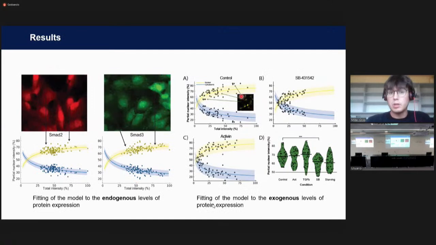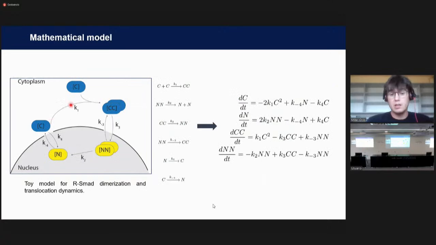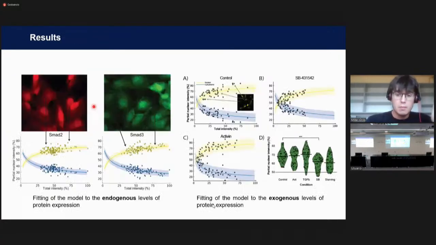For the fusion proteins, we are also able to fit the model, confirming that the fusion proteins have the same translocation dynamics as the endogenous ones without the need of doing any biochemistry assay. And in addition, the model is able to describe the effect of different drugs that affect the activation of the pathway, like SB or activin, by just changing the rate K1, that is the one describing the activation, the dimerization in the cytoplasm. But what is the point of using fusion proteins?